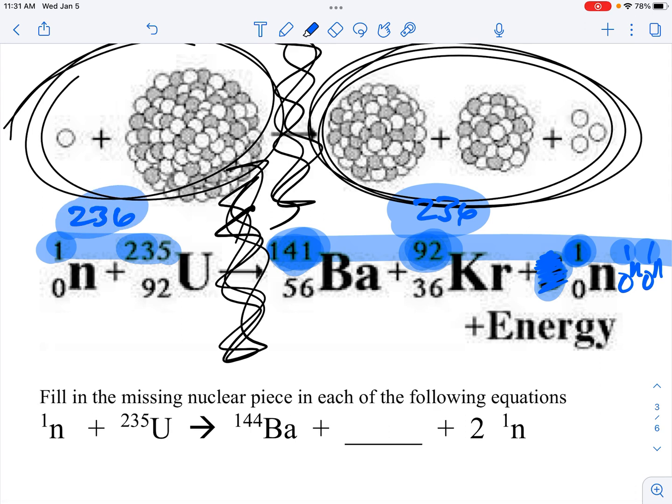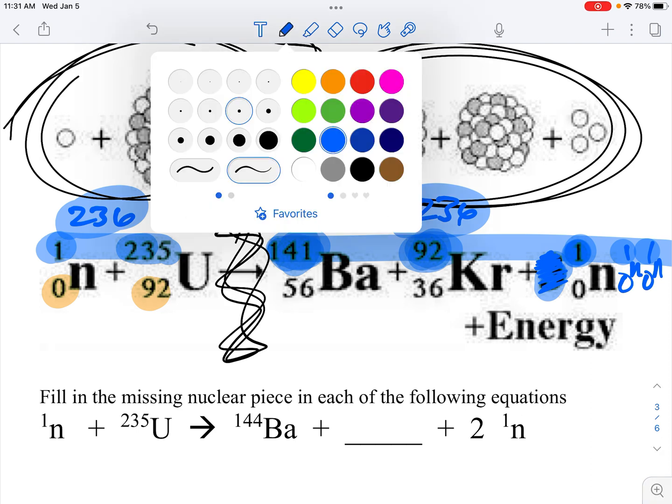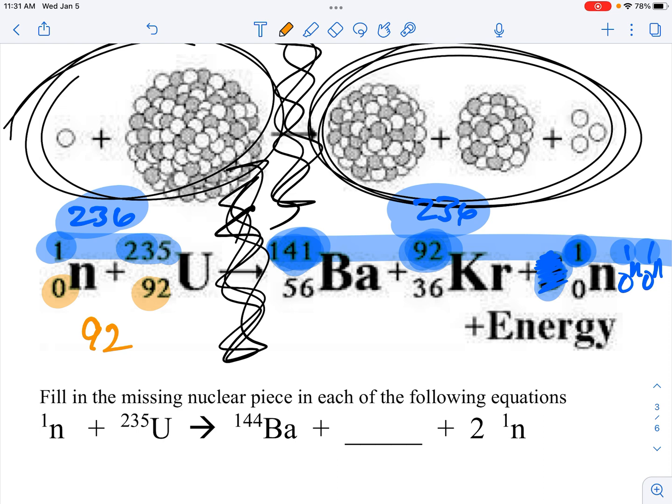So the 236 on the left top is the same as the 236 on the right top. Now if we look at the bottom numbers, I've got a 0 and a 92, so clearly the two of those together gives you 92. And then I just have to make sure the numbers on the bottom add up. That's 56 and 36 and a whole bunch of zeros. But 56 and 36 is also 92. So again, those things match. So all you have to do is make sure that the numbers on the top left match the numbers on the top right, and the numbers on the bottom left match the numbers on the bottom right.